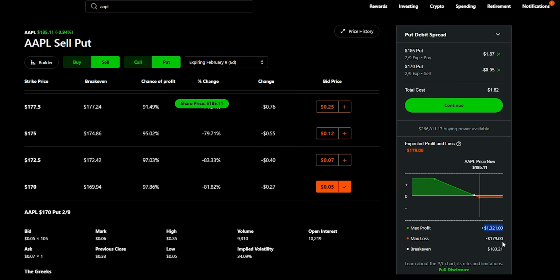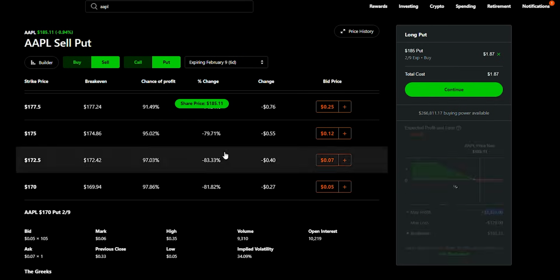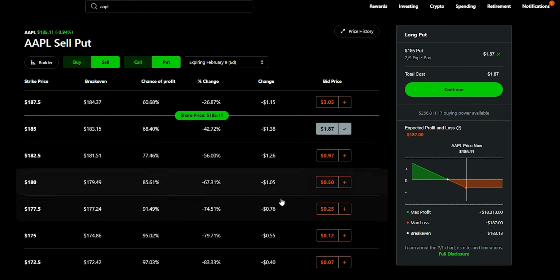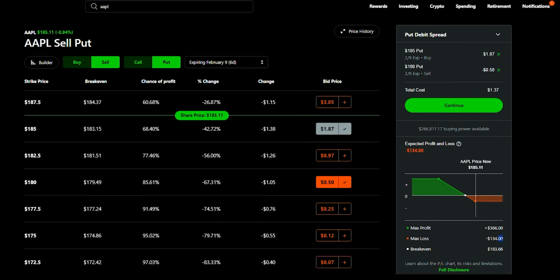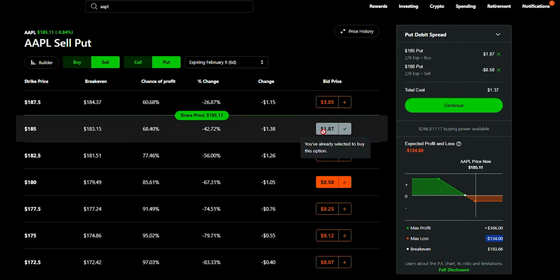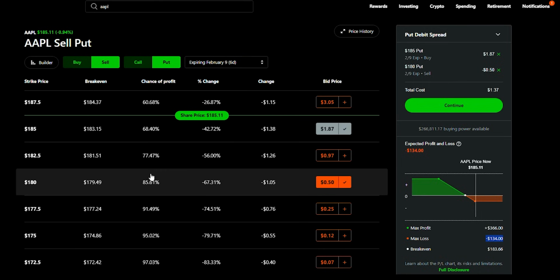So instead of putting up 179 to make 132, it would be much better if you were just to go down to something like 180. Because if you were to do 180, then you do get to put up less money, which is 134. Granted, it's not that huge of a difference, but in the long term, I would guess that this would be a more profitable strategy because it's more likely to occur.